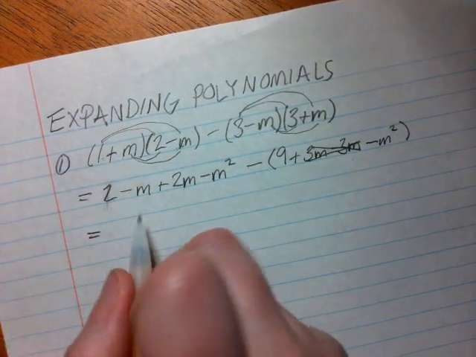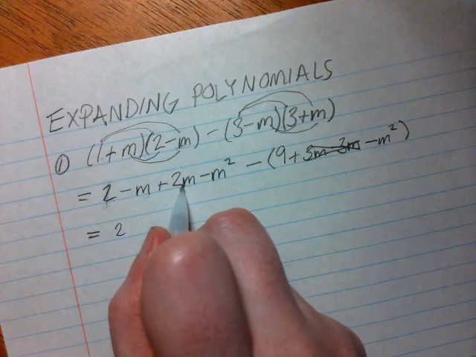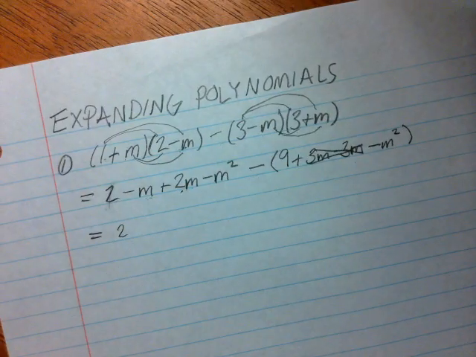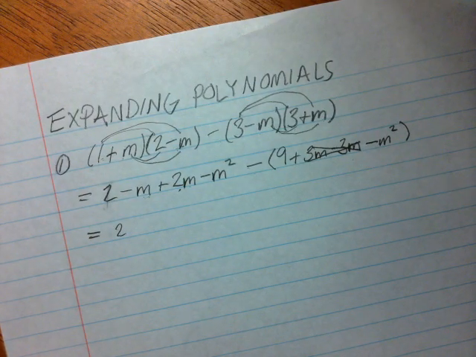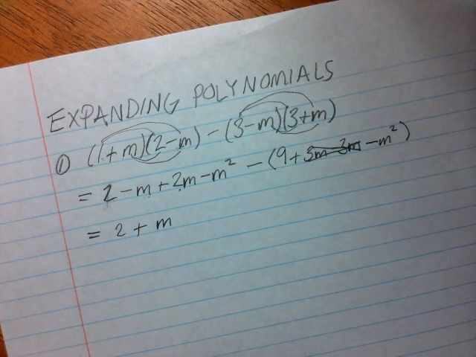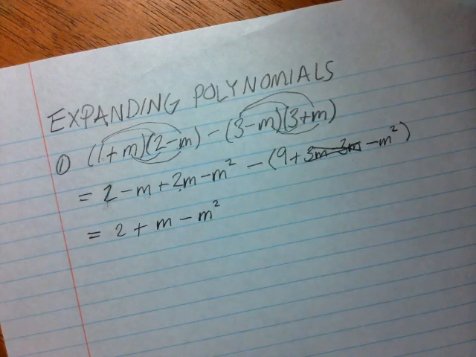So I have a 2 here. I have like terms here, so they each have 1 power of m. So minus m and 2m. This is like if I have 2 oranges and then I take away 1 orange, I'm left with 1 orange, 1m. M squared is a different thing entirely. It's like apples and oranges. I cannot combine my m and my m squared.